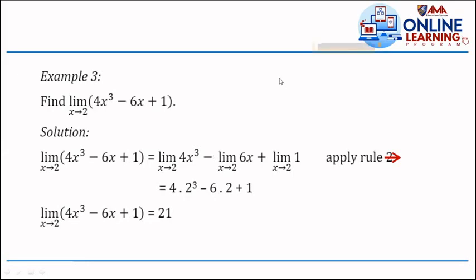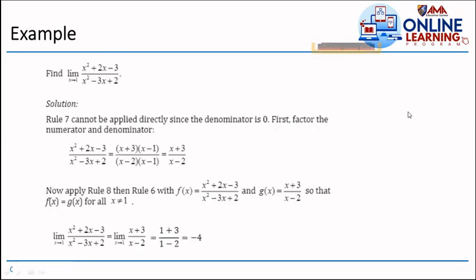Okay, gets na. Next. So we have now our division. Find the limit of x squared plus 2x minus 3 divided by x squared minus 3x plus 2 as x approaches 1. Solution dito, rule 7 cannot be applied directly since the denominator is 0. First, factor the numerator and denominator. So yun po yung titignan natin, no? So we have to concentrate first in our denominator.